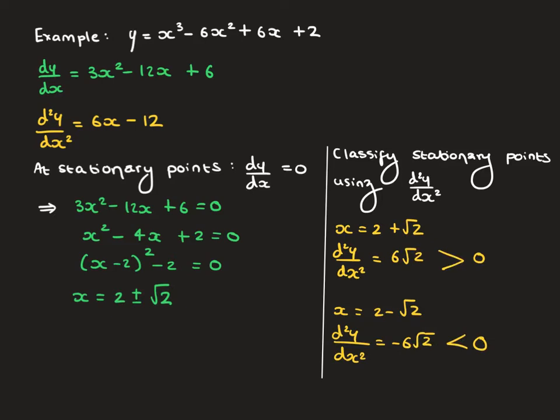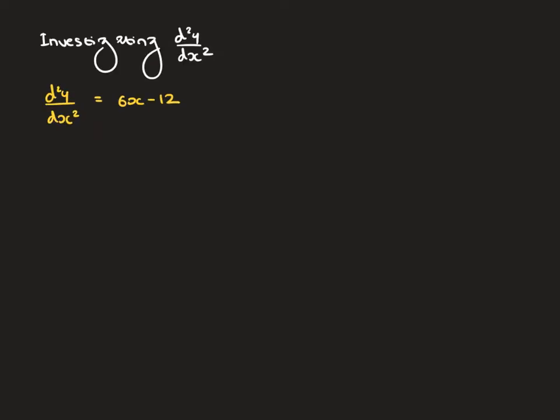At x equals 2 plus root 2, the second derivative is positive, which means that this gives us a minimum point. And at x equals 2 minus root 2, the second derivative is negative, which means that we have here a maximum point. So we're now going to explore d2y by dx squared a little bit further.